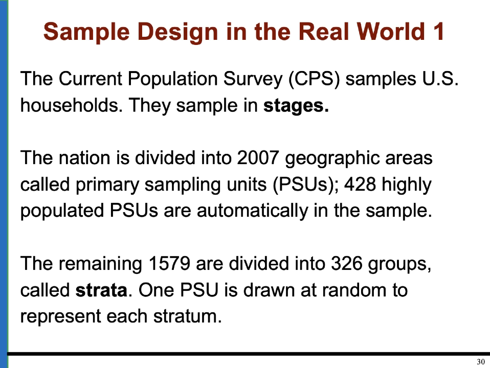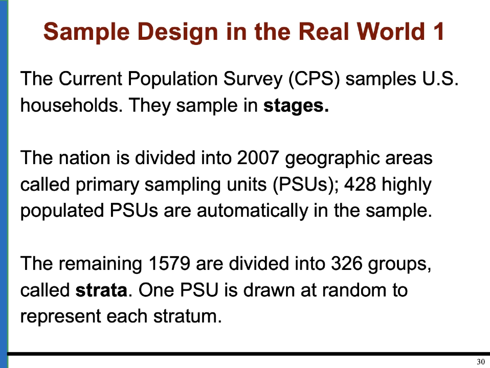The Current Population Survey, they sample the U.S. households on a regular basis. And one of the things that they do is this idea of sampling in stages. So they have divided the nation into 2007 geographic areas that they call primary sampling units. And there are always going to be 428 highly populated units automatically in their samples. The rest of them are divided into 326 groups, and those are called strata.